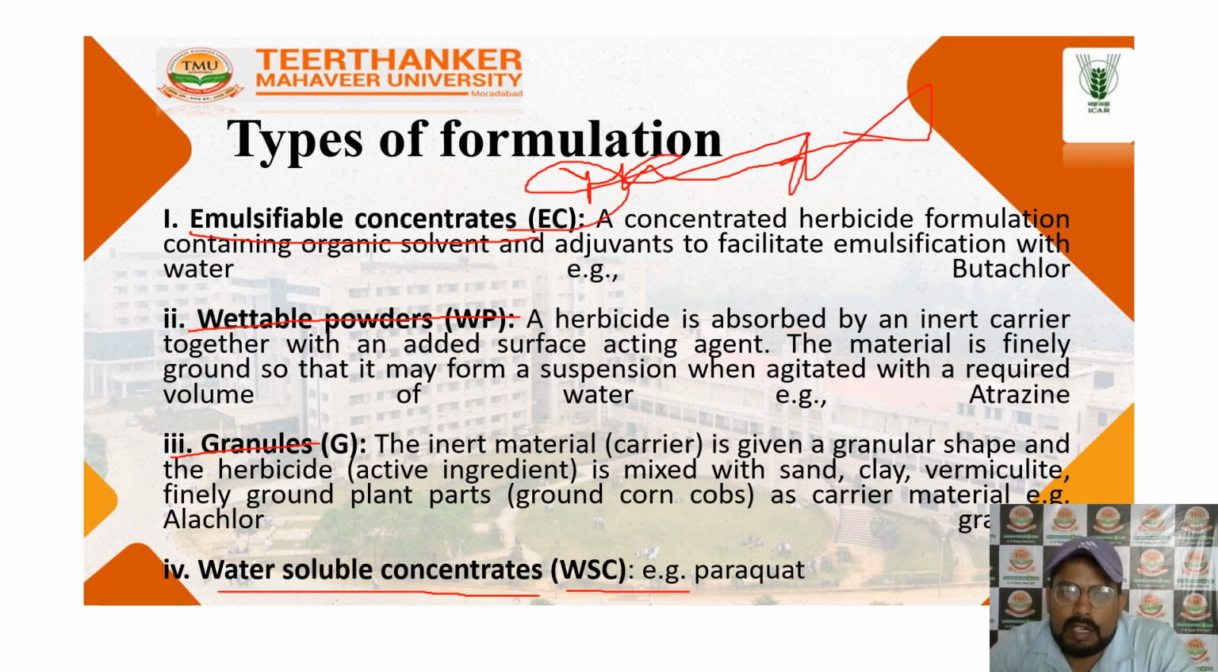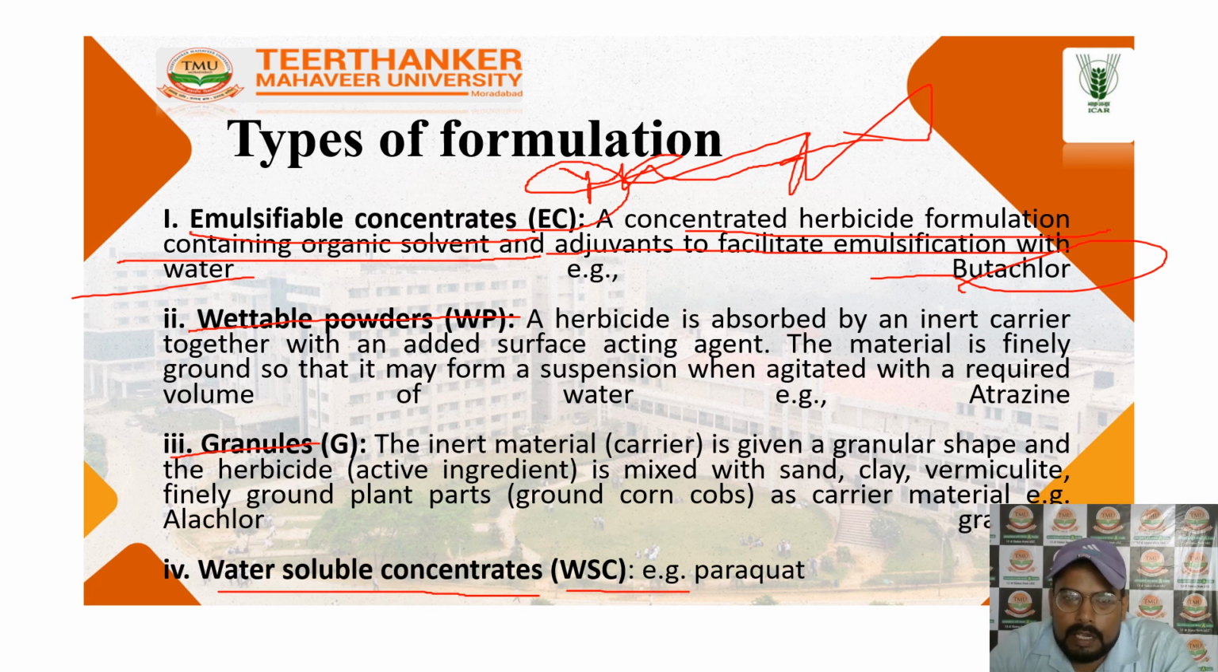The emulsifiable concentrate is a concentrated herbicide formulation containing organic solvent and adjuvants to facilitate emulsion with water, like butachlor. Second is the wettable powders. The herbicide is absorbed onto inert carriers together with added surfactants and wetting agents. The material is finely ground and made into a suspension, then treated with the required volume of water. An example is atrazine.